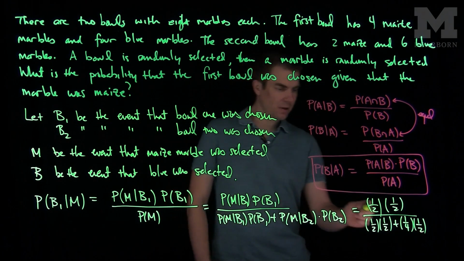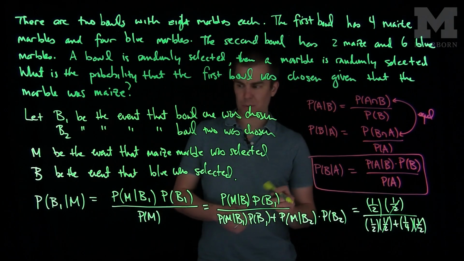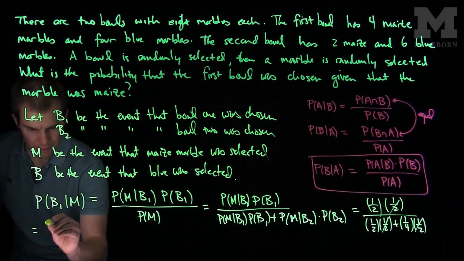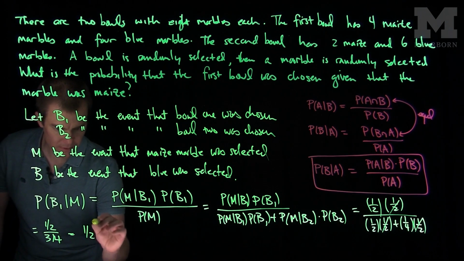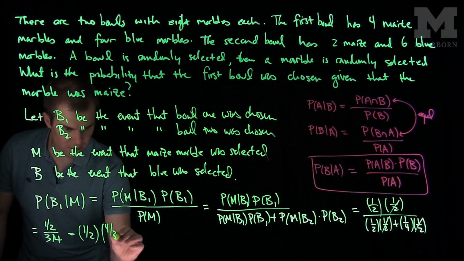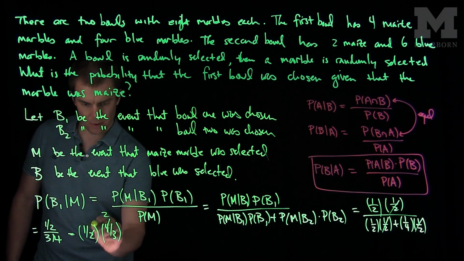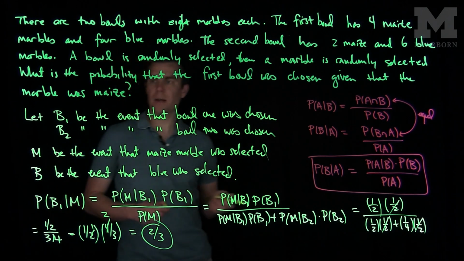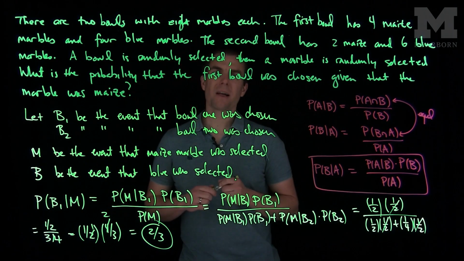Now there's a common factor of 1/2 everywhere in this problem, so we can cancel it out. So what we get over here is a factor of 1/2 over 3/4, which we write as 1/2 times 4/3. So that 4 will cancel out, that will be a 2, that will be a 1. So we get a 2/3 probability of selecting bowl number 1 given that the marble was maize. Thank you very much.